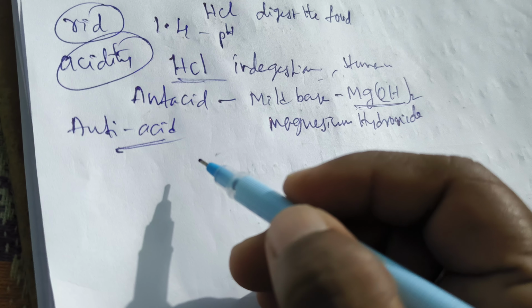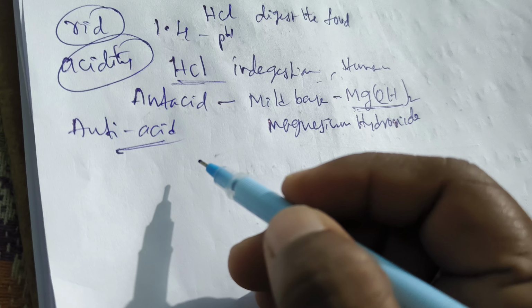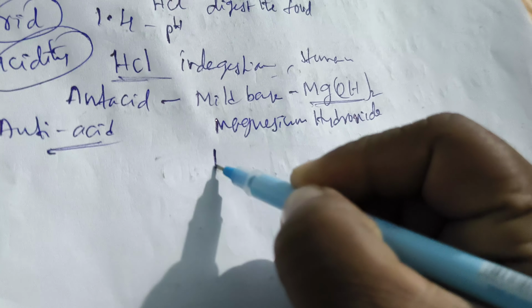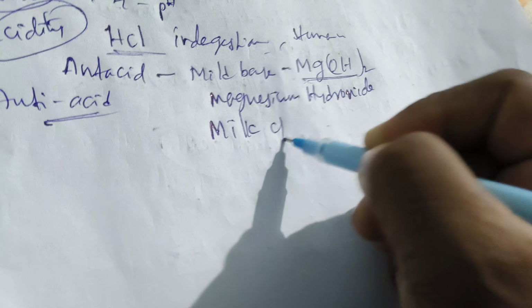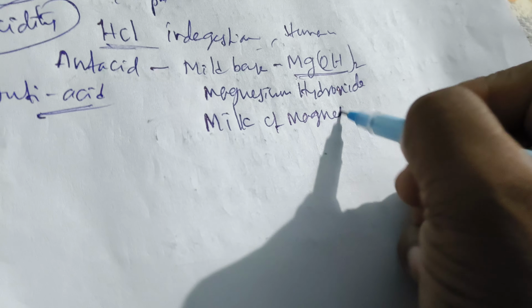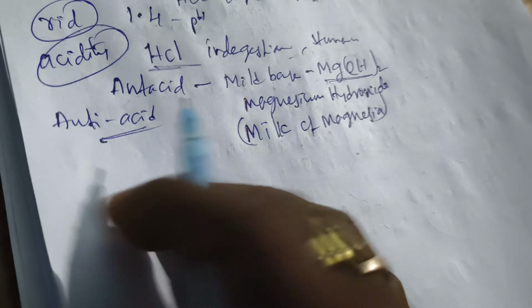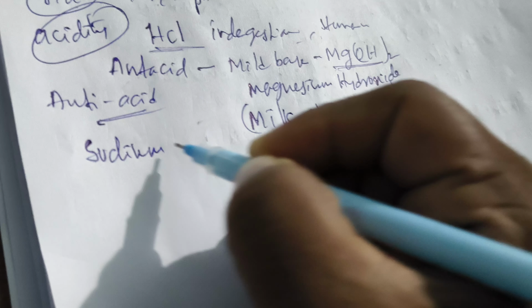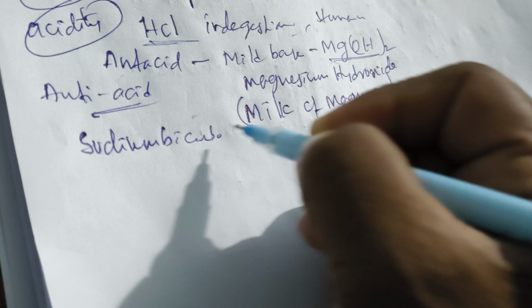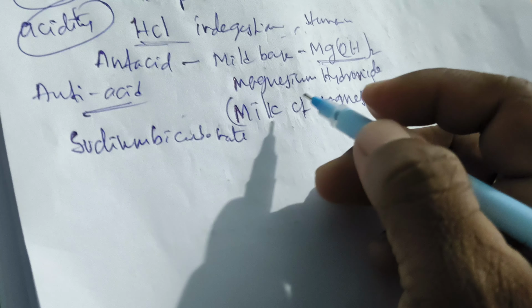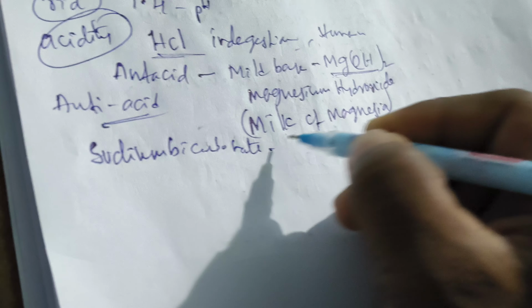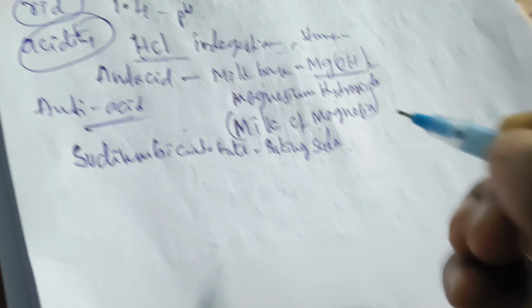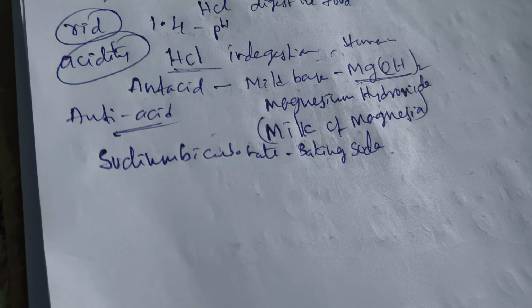The two common antacids used for curing indigestion or acidity are, one, magnesium hydroxide, which is called milk of magnesia. And the other one is sodium bicarbonate. In our day-to-day life, it is called baking soda.